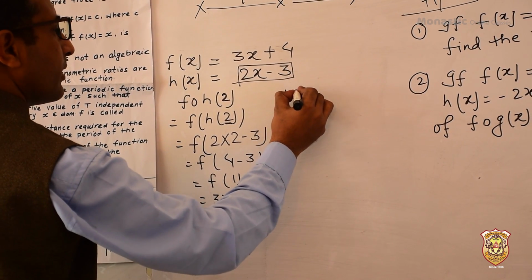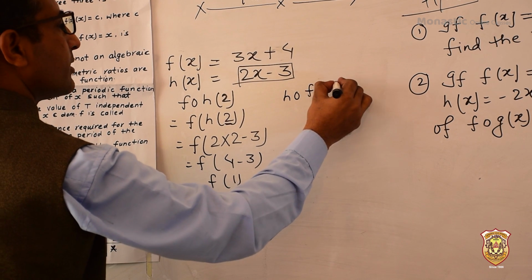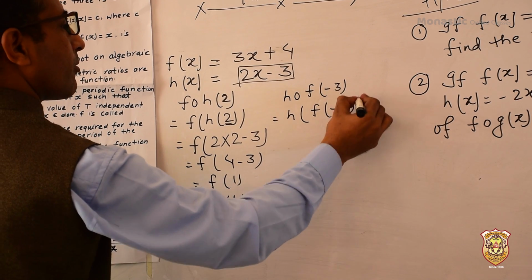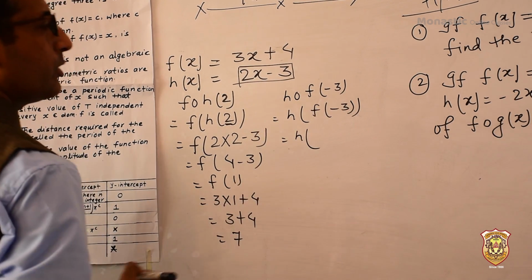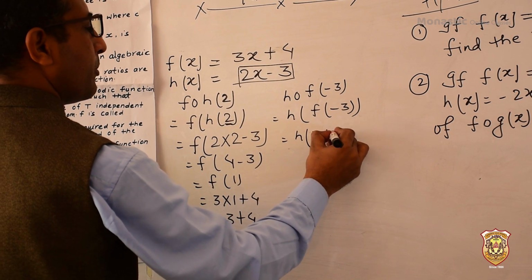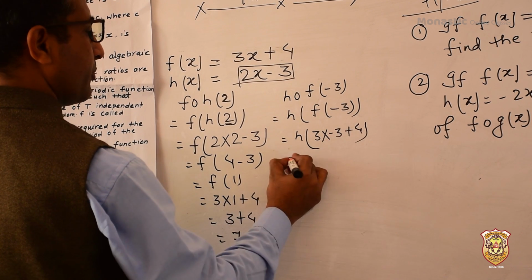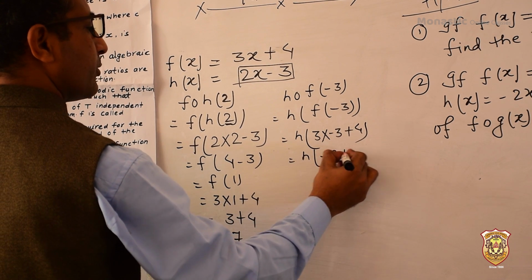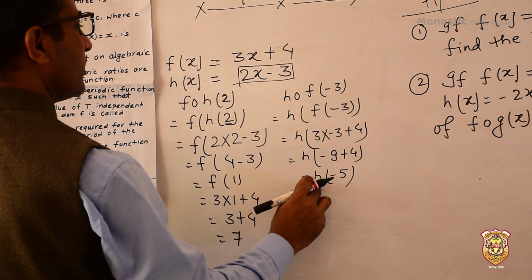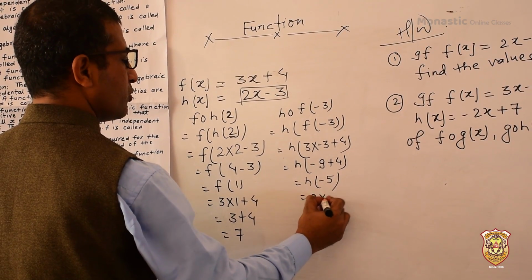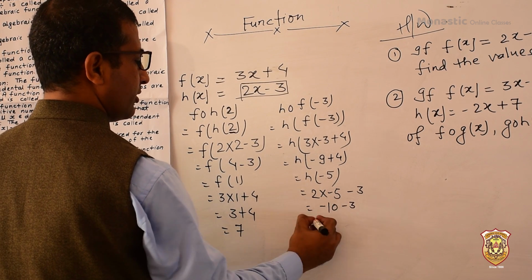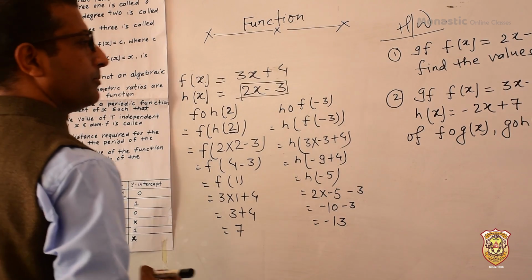If you have to find h of f of minus 3, we have to put x equal minus 3 in function f, that is 3 multiplied by minus 3 plus 4, minus 9 plus 4, it came minus 5. Now put this value in function h: 2 into minus 5 minus 3, minus 10 minus 3, it came minus 13.